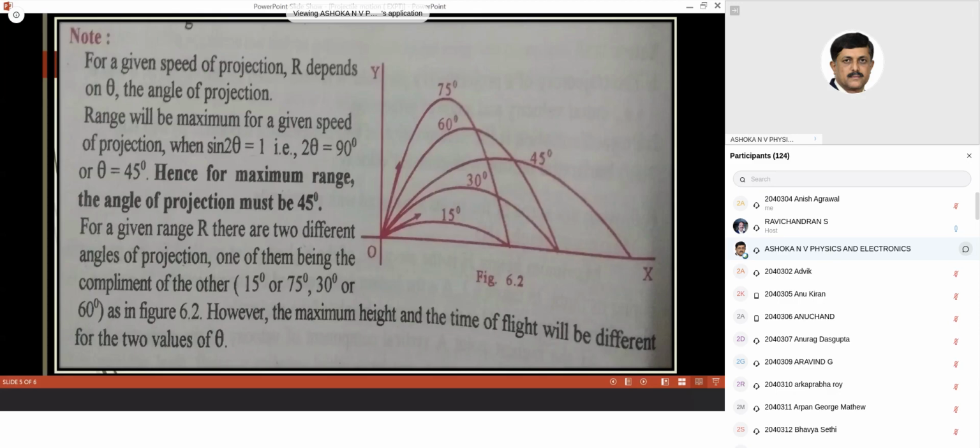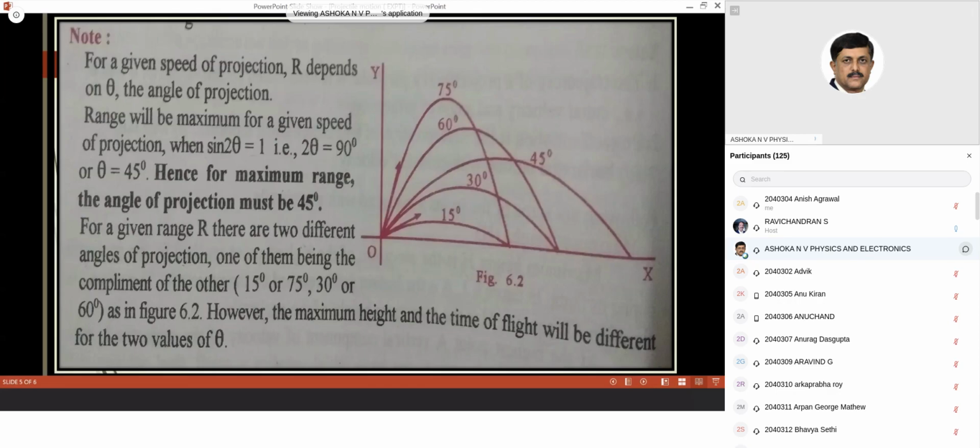And similarly for 60 and 30 also. Sine 30, if you put 2 theta, means 60 degrees, sine 60. And if you take 60 degrees, it will be 60 into 2, 120. 120 means again sine of 180 minus 120, that will be equal to 60 degrees itself. So for 30 and 60 degrees also it comes the same. Moreover, you can try even for 40 and 50 also. I think it will come almost the same.